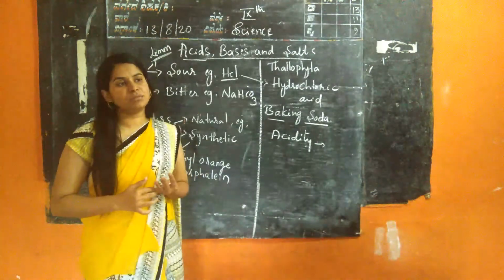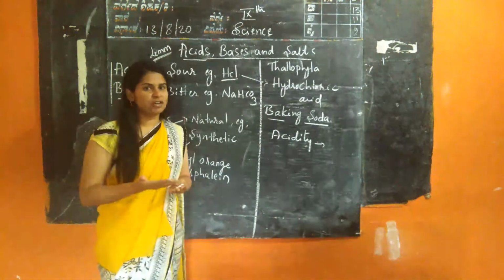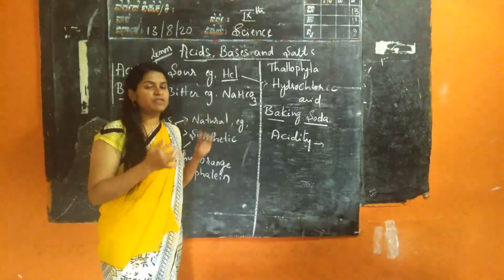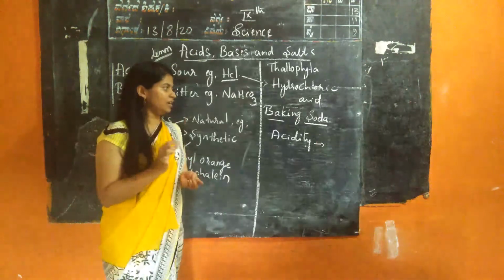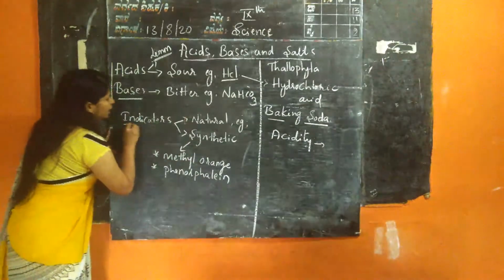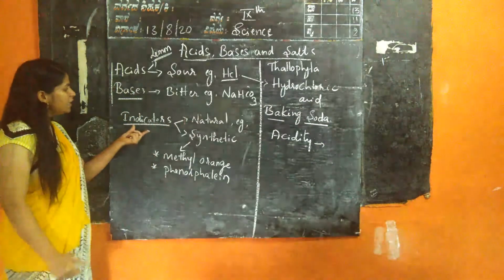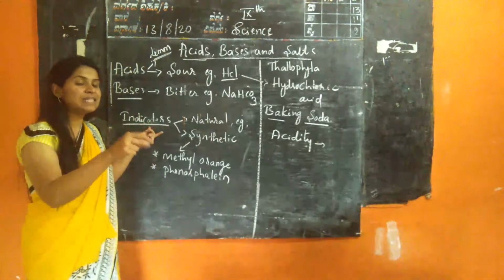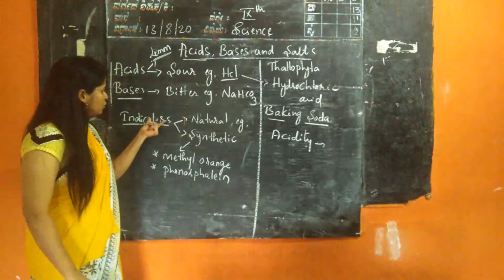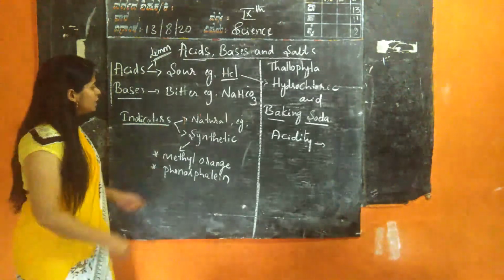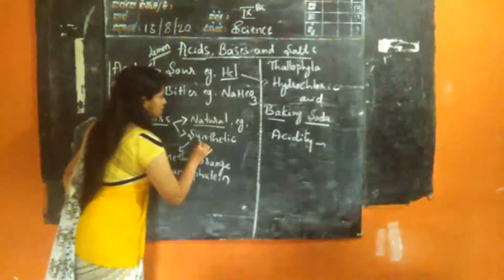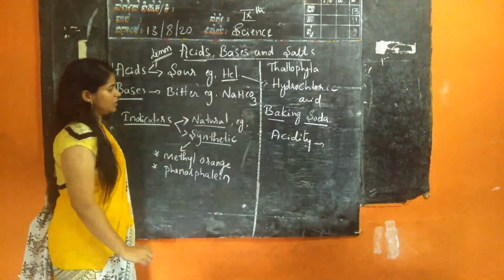Then how should we come to know whether the material is an acid or a base? To know that, we have indicators. What do we have? Indicators. An indicator is a substance which shows whether the material is an acid or a base. If you see, we have two types of indicators: one is the natural indicator, and the next is the synthetic indicator.